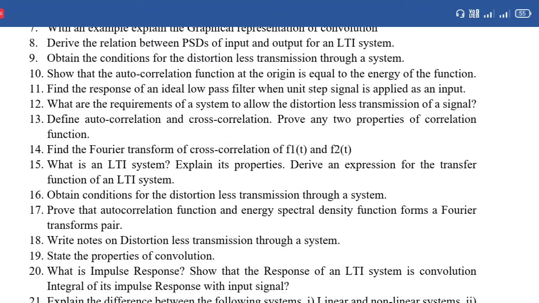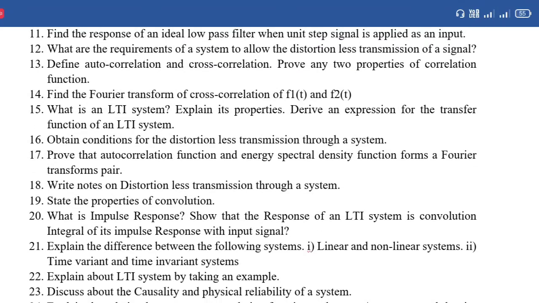Define autocorrelation and cross correlation. Prove any two properties of correlation function. Find the Fourier transform of the cross correlation of f1 of t and f2 of t. What is an LTI system? Explain its property. Derive an expression for the transfer function of an LTI system.